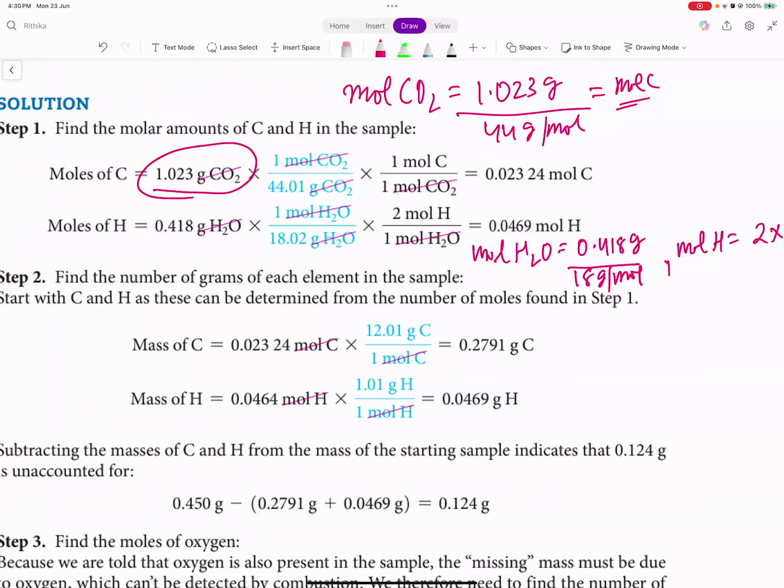Then we check why we are doing this step. What is the mass of carbon and mass of hydrogen? That is to check if any other element is present or not. After that, how do we calculate the mass of carbon? I know the mole of carbon, and I multiply it by 12 gram per mole, the molar mass.